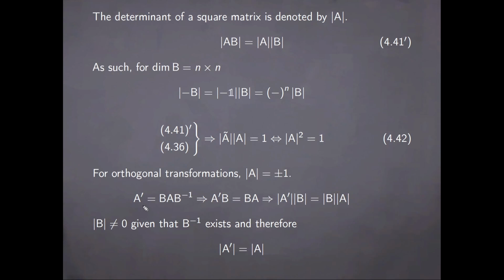Furthermore, assuming that A undergoes a similarity transformation, this is equivalent to the expression here, and if we take its determinant with the result here, and since the determinant of B is non-vanishing, given that B has an inverse, we can simplify and prove that the determinant is also invariant to a similarity transformation.